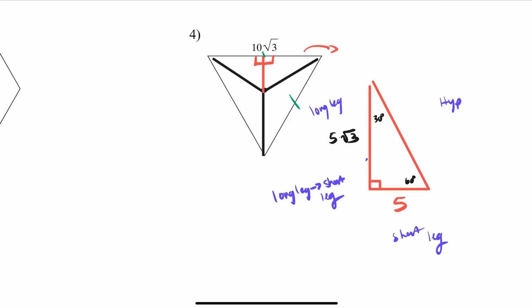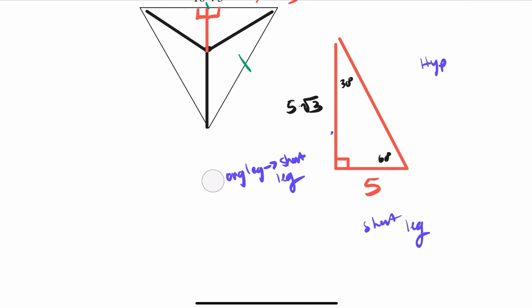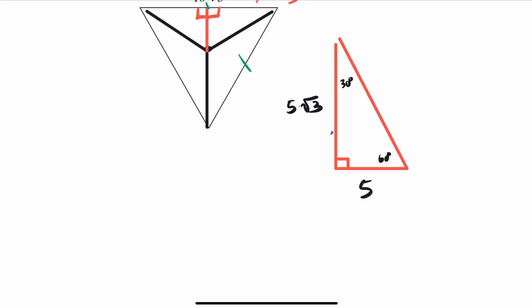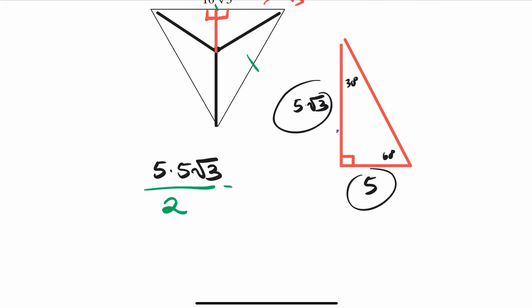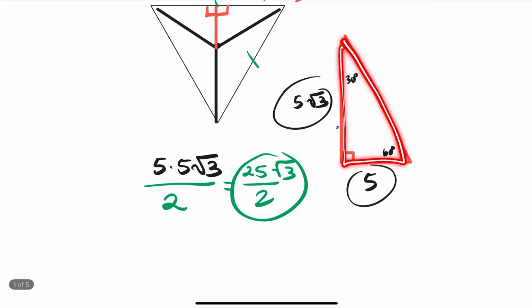All right, cool. So now we're getting somewhere. We have a right triangle, we have the value of our height, and we also have the value of the base. So from here, you can just follow area normally and use these two values. It's base times height, so that's 5 times 5 root 3, all divided by 2. That's going to leave us at 25 root 3 over 2.